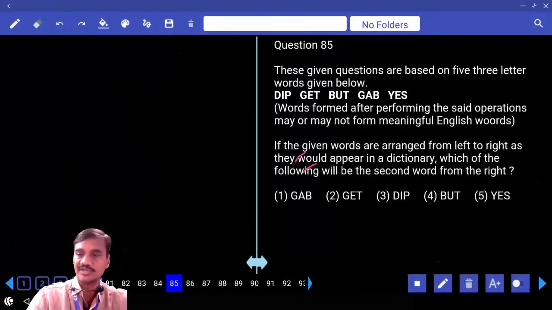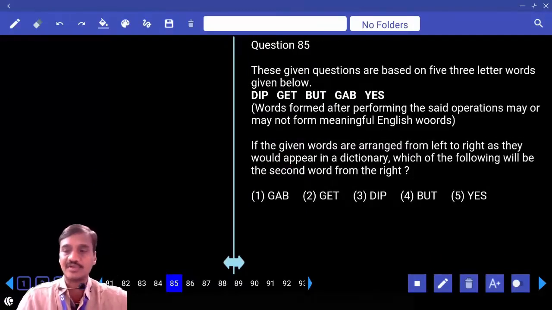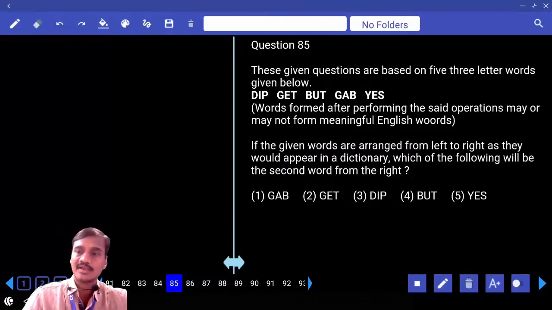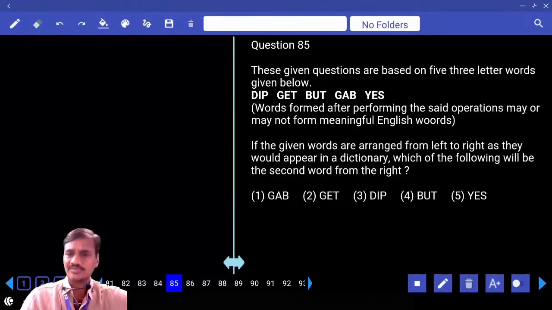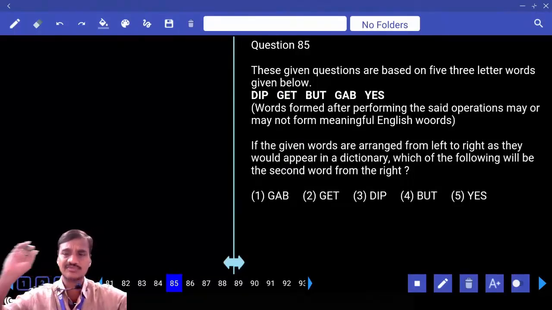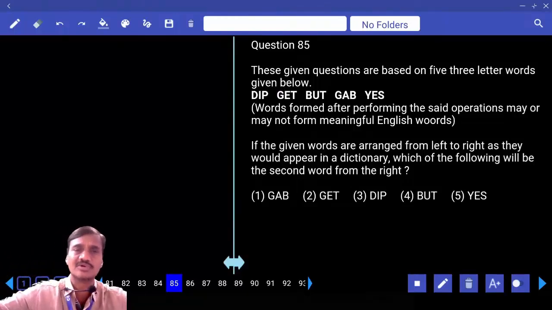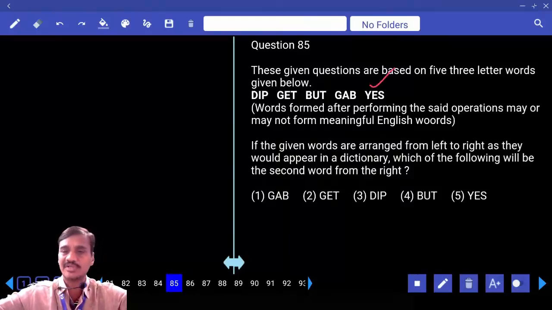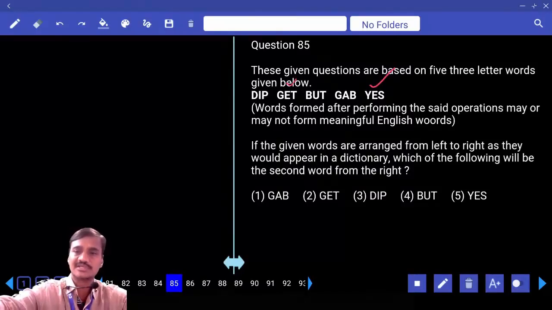Then next one, question number 85 onwards. Now this 85, if the given words are arranged from left to right as they would appear in a dictionary, which of the following will be second word from the right. Now we need to identify the second highest word. What is the first highest word? Y. Then the next one after that? GAB, GET. Get is the answer, that is choice 2, 85.